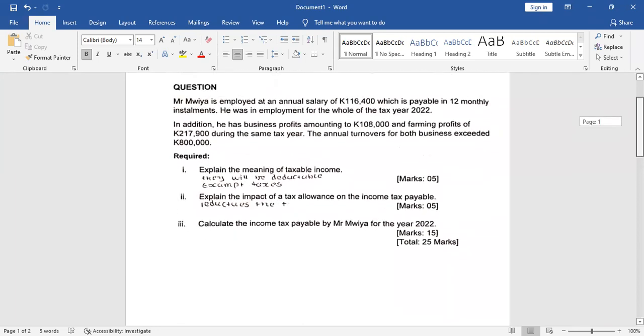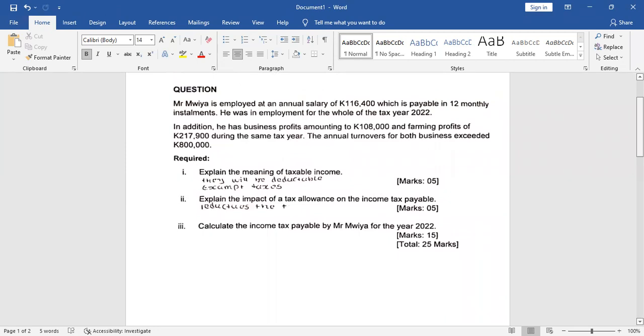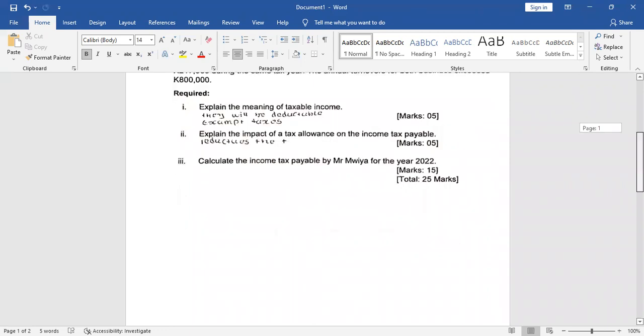So this is what I'll basically do. What I can simply say is the two incomes, which are the annual salary and the business profits, these two incomes will be subjected to the tax band for individuals. But as for farming profits, we apply the applicable tax rate for farming, which is 10%. So let's see how this gets to be calculated quickly.